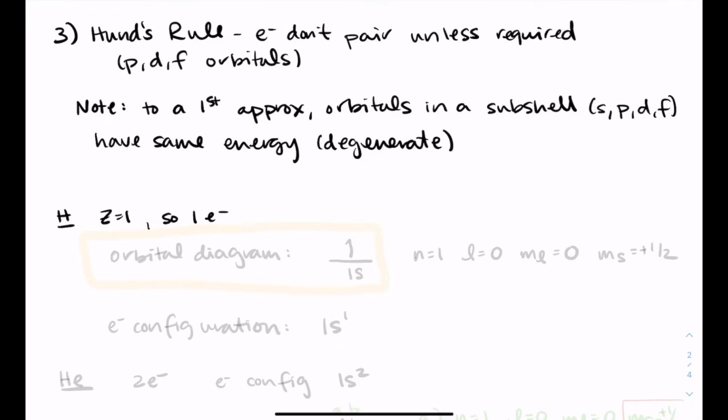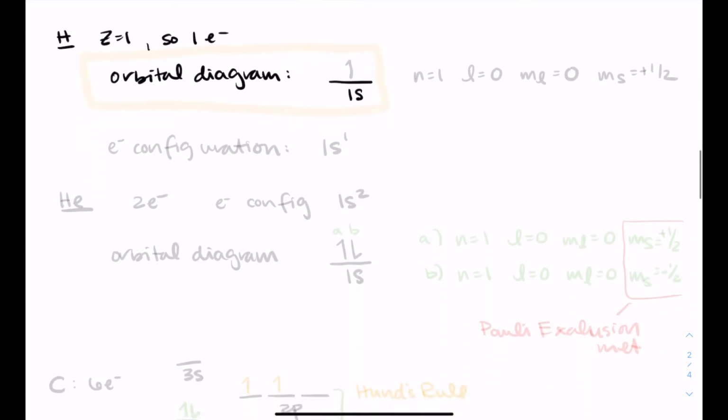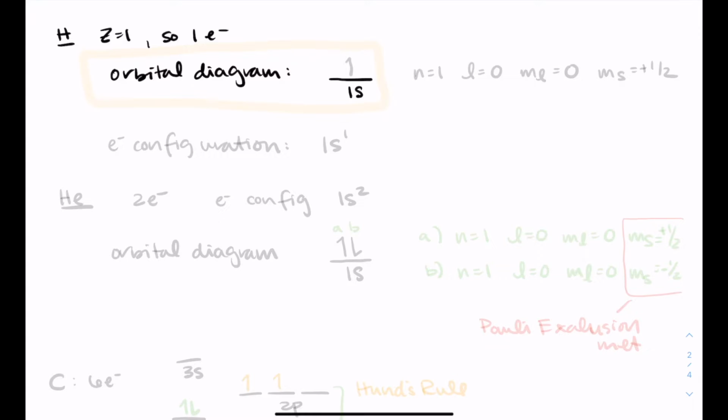All right, some examples. And we'll start with hydrogen. So hydrogen, atomic number 1. So it has 1 electron. That 1 electron will go in the lowest energy orbital, which is the 1s orbital. And what I have drawn here is an orbital diagram. So if I ask you for an orbital diagram, what I mean is I want you to draw the line, label the orbital underneath, and then put the electron or electrons in it. So I've got 1 electron in here.